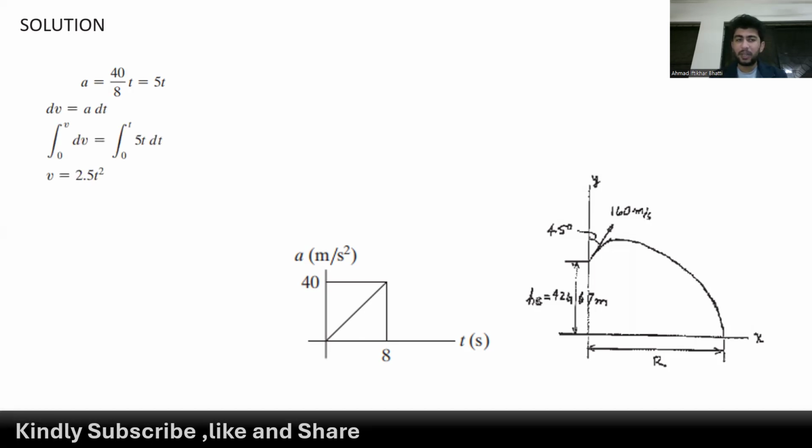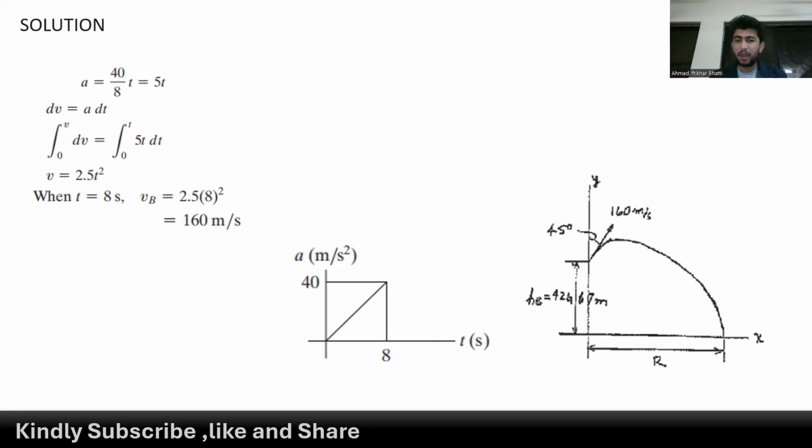So we integrate velocity from 0 to v and time from 0 to t. We get velocity equal to 2.5 t squared. And if we put the value of time, that is 8 seconds, we get the velocity at point B, that is 160 meters per second.